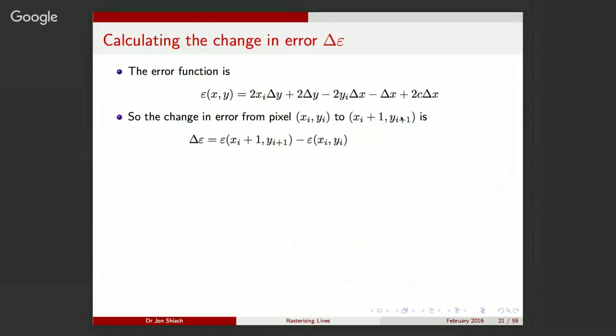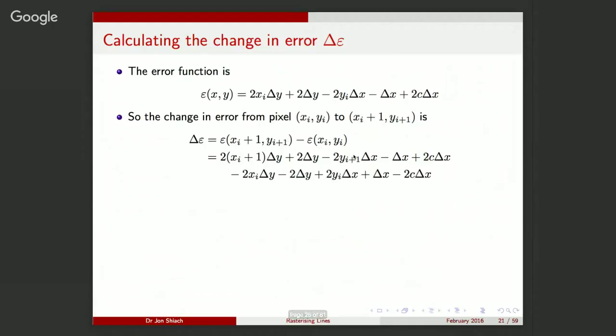Well, if we plug all of that into this error function, for example, I've got 2xi delta y, well, in this case, xi is xi plus 1. And we've got minus 2yi delta x. Well, here, yi is yi plus 1, so that's there. So this line is the error at the next pixel. This line is the error at the current pixel. Do a bit of algebra. Lots of cancelling out, and we end up with this expression. Now, we have this yi plus 1. We don't know what that is yet. It depends upon the value of the error.